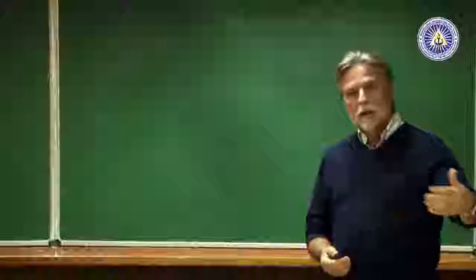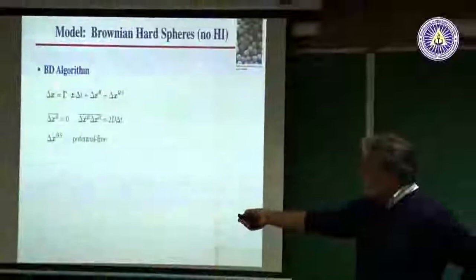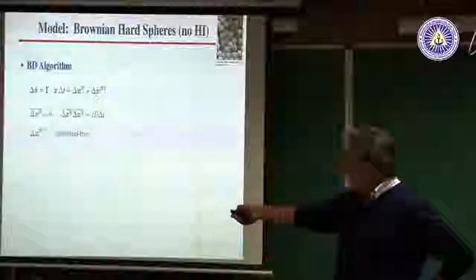So it's going to do what's called Brownian dynamics, and the algorithm is very simple. The change in position of particles is convected with a linear shear flow. There's a random displacement due to Brownian motion, which has a zero mean and a covariance given by the diffusivity.